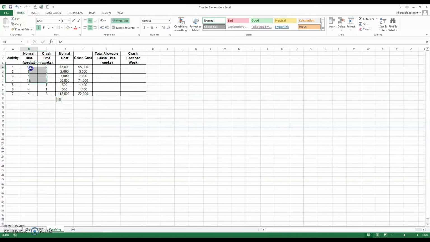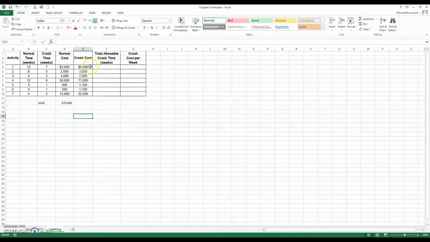So activity 1, in normal time, it takes 12 weeks. We could do this in 7 weeks. Shows a normal cost. If we follow the normal times, the project will cost, we can put a total in there. The project will cost $75,000.